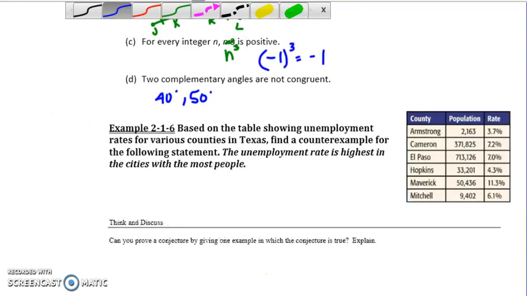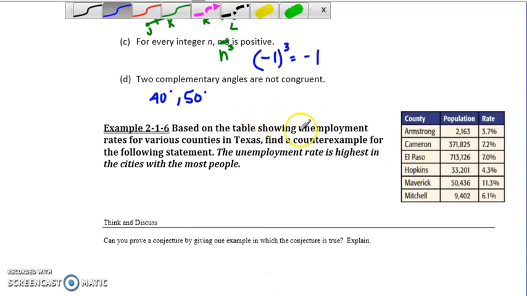And then this last example here, based on the table showing unemployment rates for various counties in Texas, find a counterexample for the following statement. The unemployment rate is highest in cities with the most people. Well, let's take a look where there's a lot of people. Even Maverick. Well, if we look, Maverick has a very high rate, but it doesn't have as many people as El Paso.